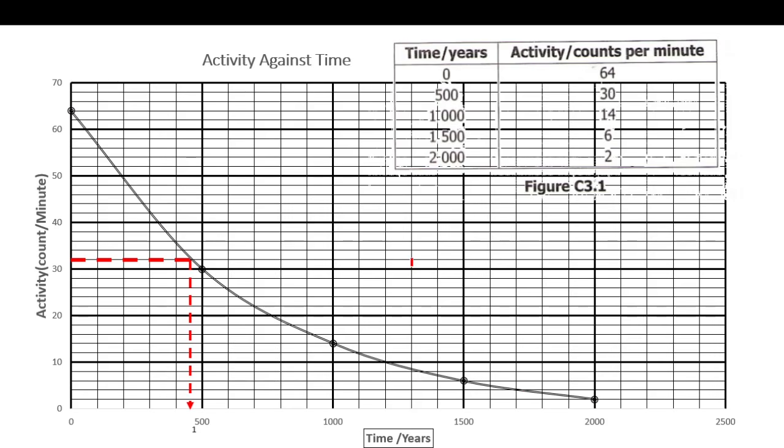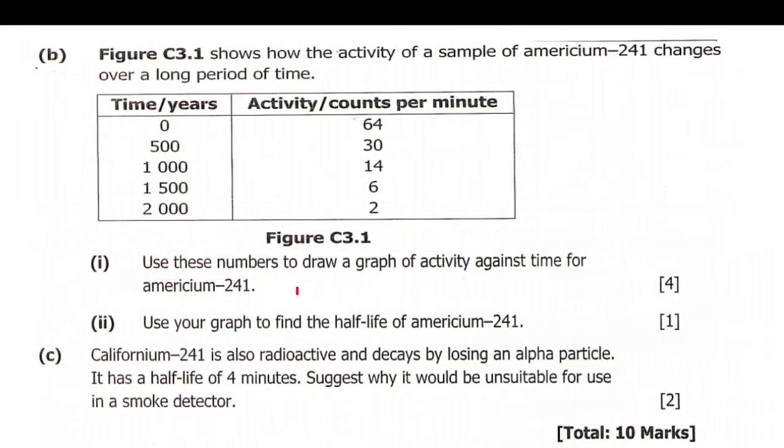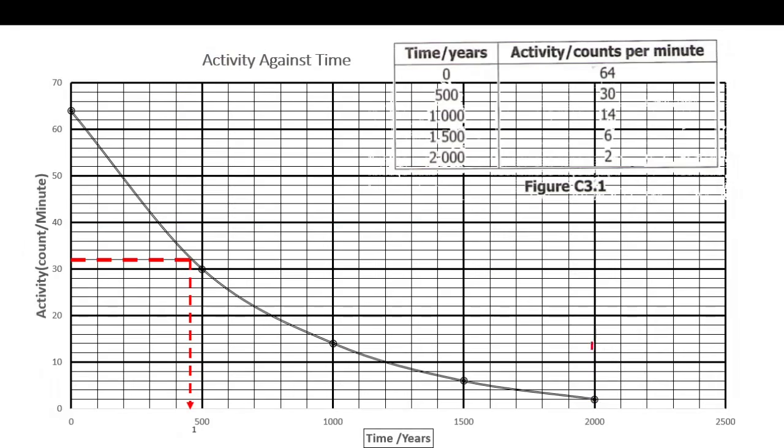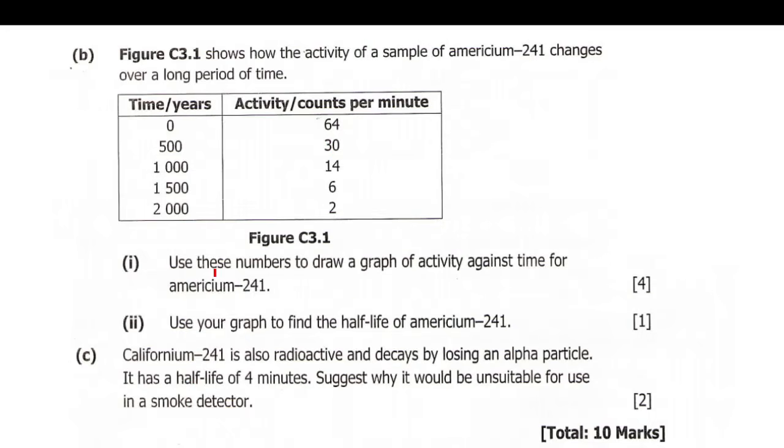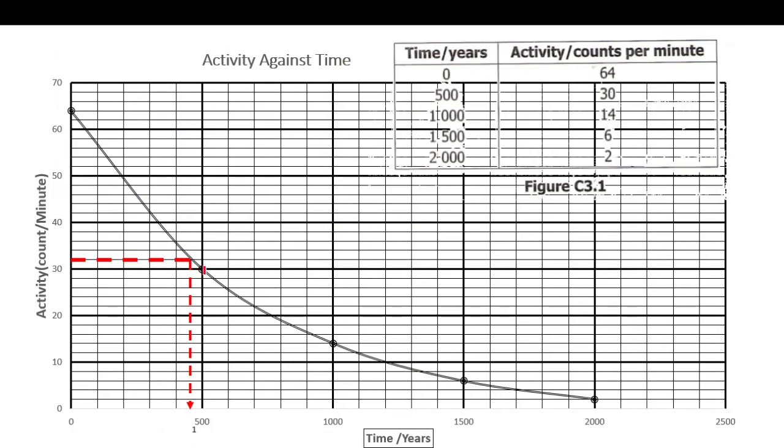So that's 4 marks there. You have to label. Make sure the horizontal axis you label time. Then the vertical axis you label activity, count per minute. Then the graph itself should also have a title reading activity against time, because that's what they said: use these numbers to draw a graph of activity against time. That's when you can acquire all the 4 marks.